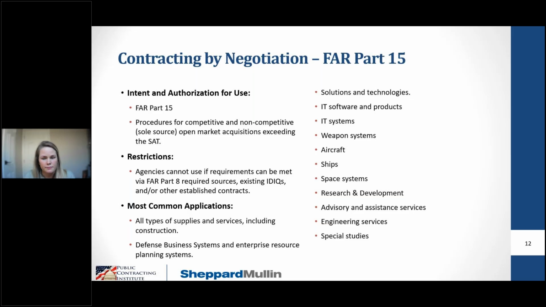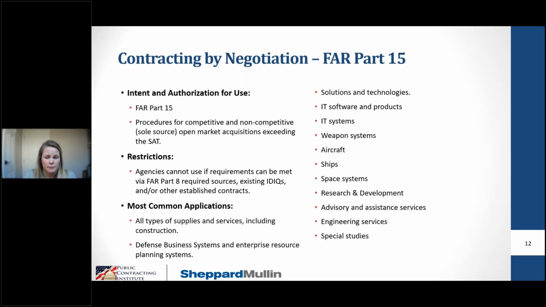Okay. So taking a turn now from some of the simplified procedures available to commercial contractors, low dollar value procurement opportunities, and FAR Part 15. We have your standard government contract procurement vehicle or competition type, and that's contracting by negotiation. These are your standard procedures for competitive, meaning full and open competition, as well as non-competitive, meaning sole source, open market acquisitions that exceed that simplified acquisition threshold.